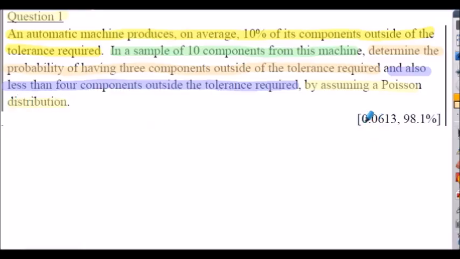Here's the answer for 3 components outside of tolerance. Here's the answer for less than 4 components outside of tolerance. Notice the first answer is expressed in decimal and the second answer is expressed in percentage terms. I would encourage you to stop the presentation and attempt question 1, but the full work solution for this question is shown on the following slides.